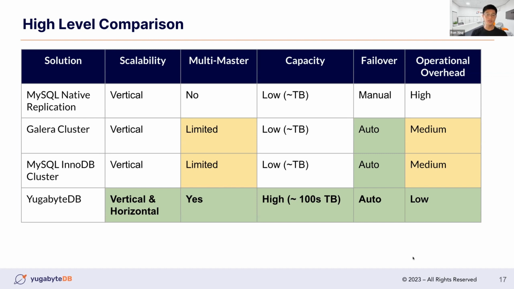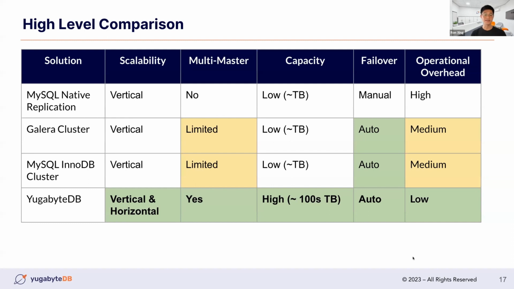Then in terms of multi-master support, native MySQL doesn't support multi-master because there will be replication conflicts. In terms of Galera or InnoDB cluster, it is very limited. And because of those limitations, people still prefer to default back to the single master architecture. For Yugabyte, by default, we are a multi-master cluster setup, so every node is a read and write node. You can point your application to any of the nodes, or to all of them at the same time, right?